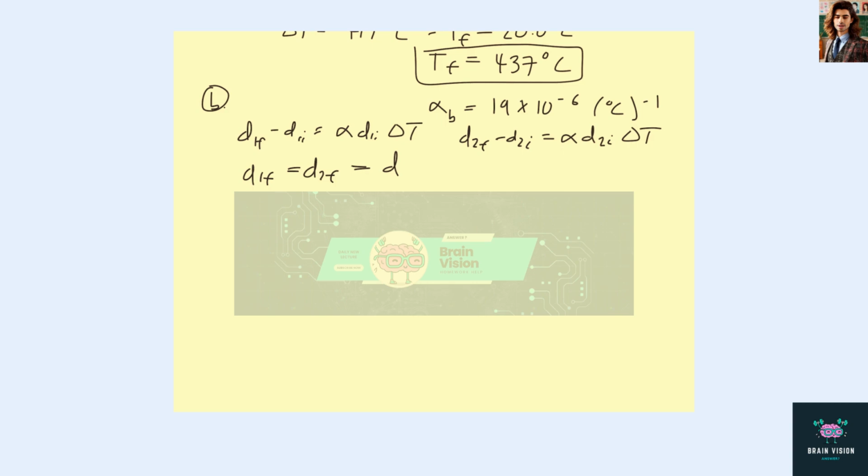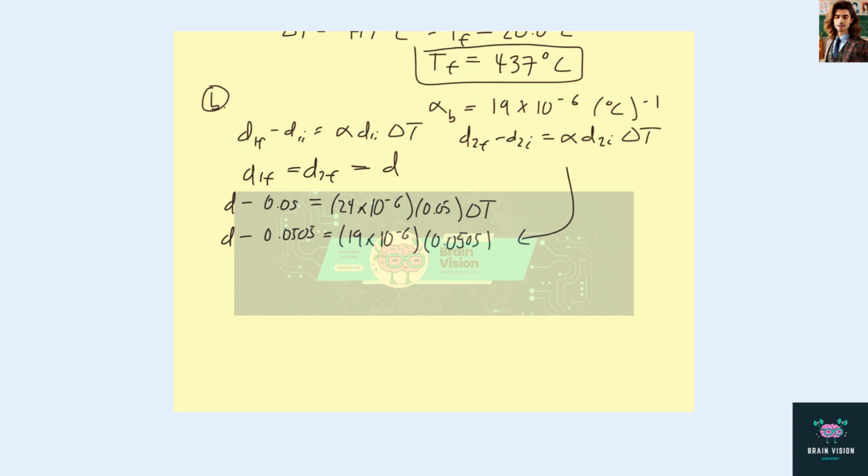So let's put in some numbers and simplify these equations. For the ring, we'll get D minus the initial 0.05 meters is equal to alpha for the aluminum, which is 24 times 10 to the negative 6, times the initial 0.05, delta T. And for the rod, we'll have again D minus 0.0505 meters is equal to 19 times 10 to the negative 6 times 0.0505 delta T.